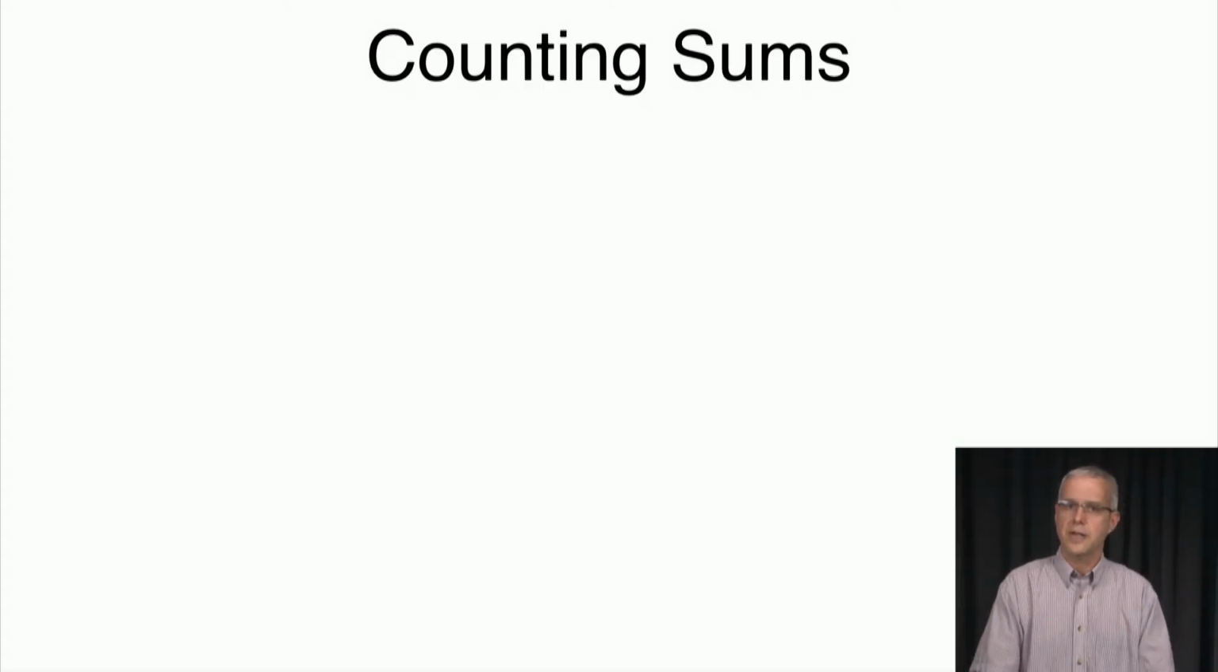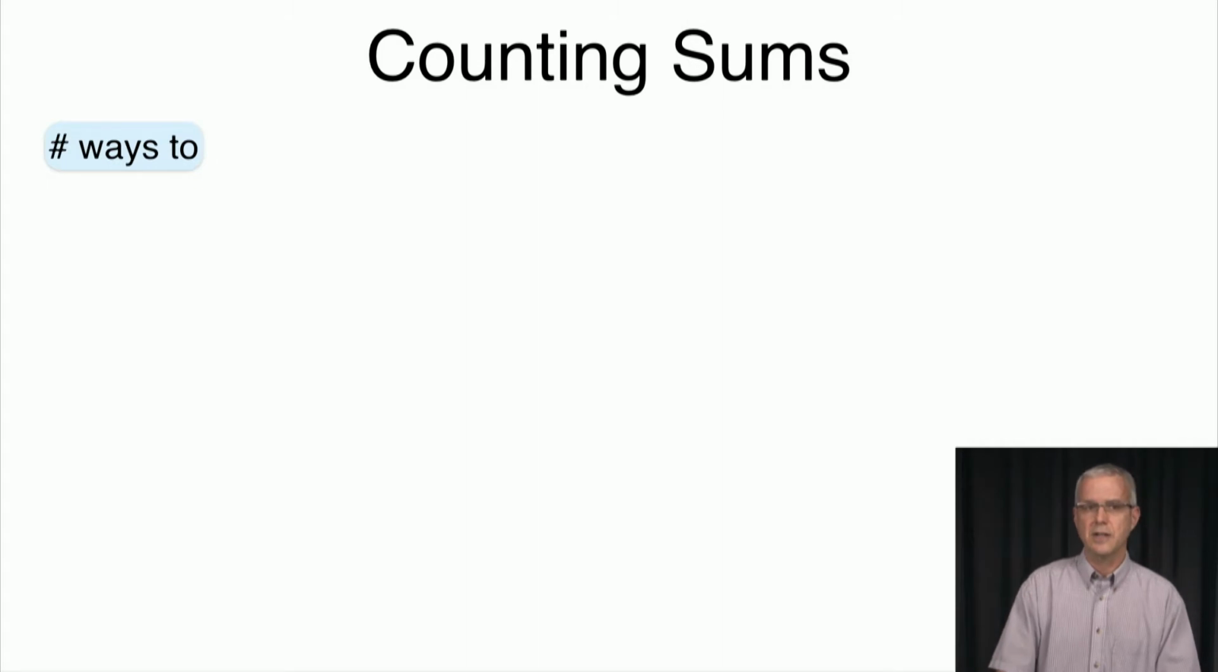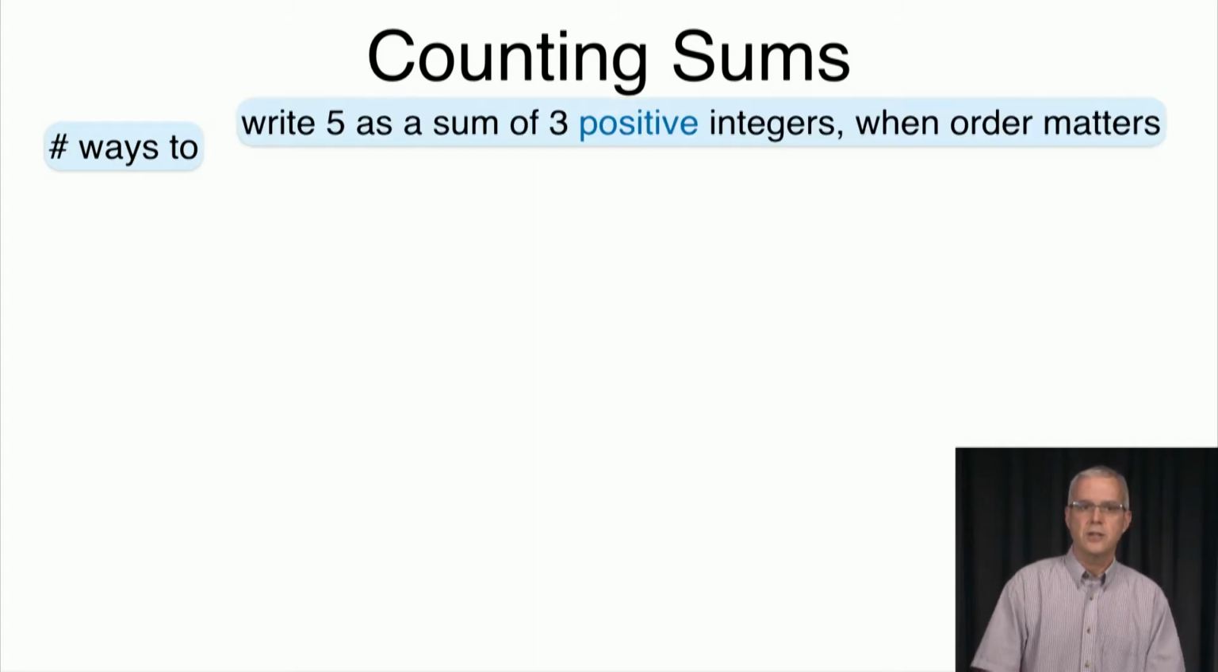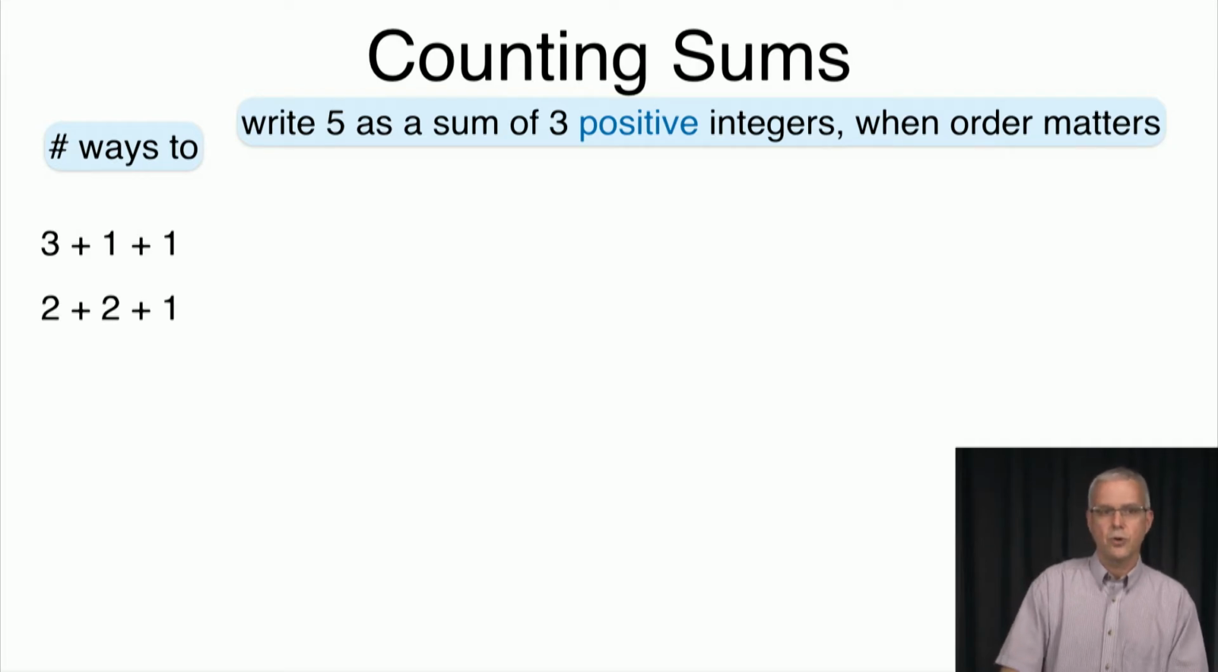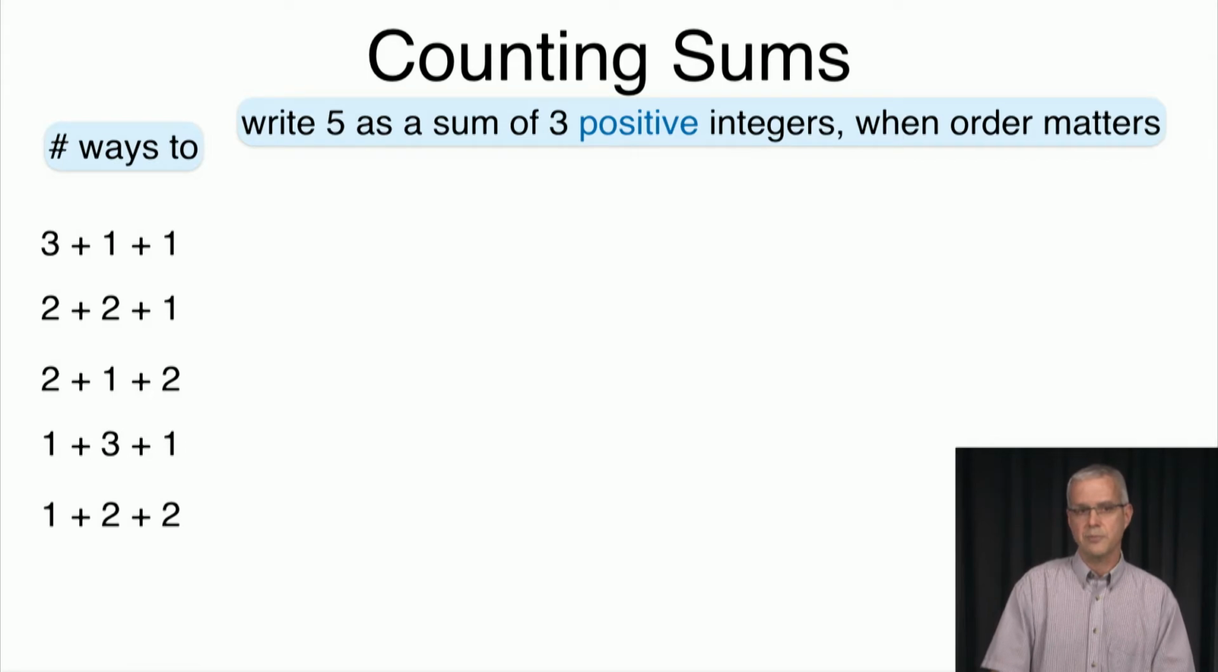So we're looking at counting sums, and specifically we want to find the number of ways to write 5, for example, as the sum of 3 positive integers when order matters. So let's see what we mean. We can write 5 as 3 plus 1 plus 1, or as 2 plus 2 plus 1, or as 2 plus 1 plus 2, or 1 plus 3 plus 1, 1 plus 2 plus 2, and so on.